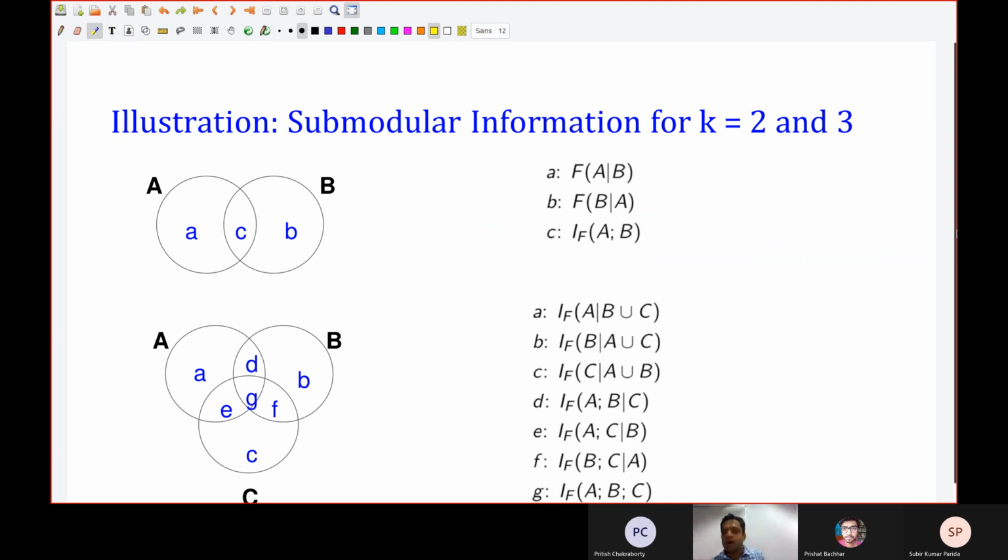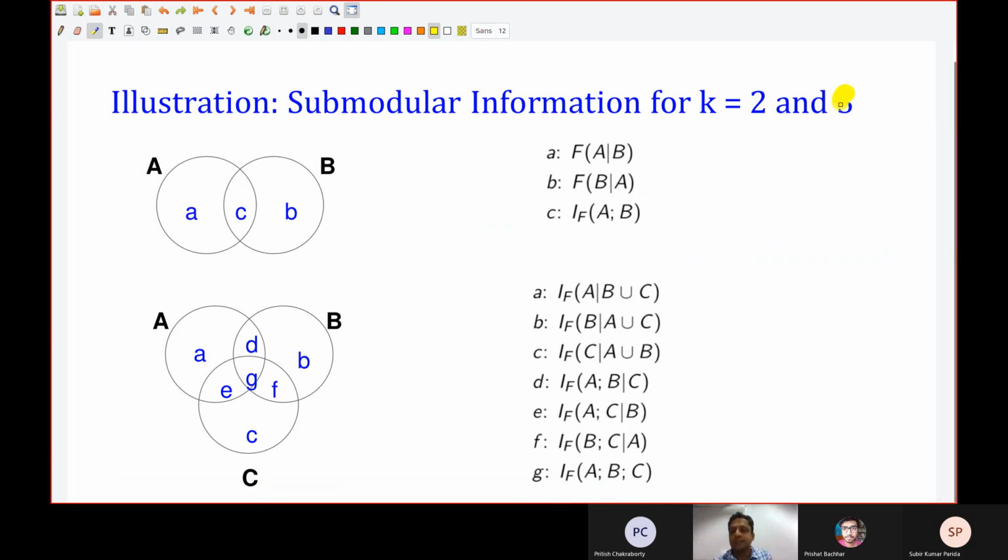But now you can do the same thing for K equals 3. That's the second part here. So you can look at I_F of A given B union C. Now I can look at which two sets we are conditioning on. If it was just A given B, I would have taken this entire set. But if I were to look at A given B union C, then this would be the region I'm talking about. Okay, so I hope you get an idea.